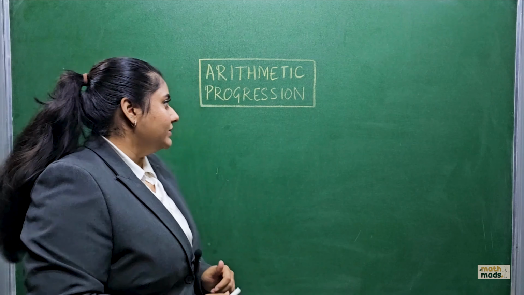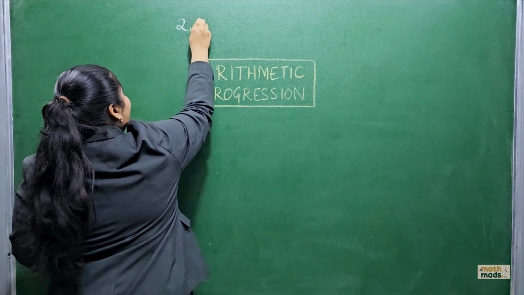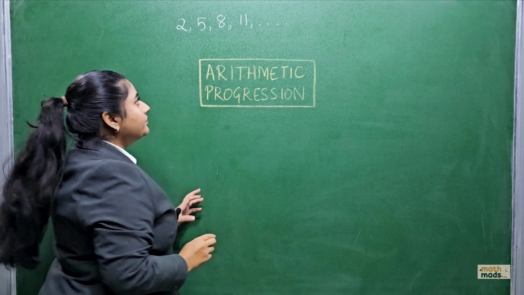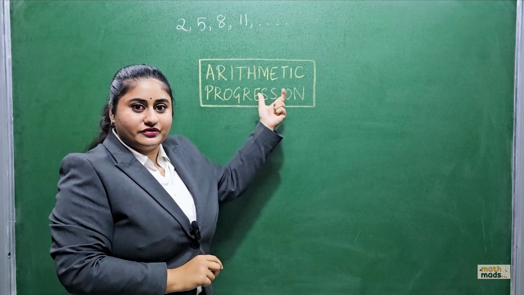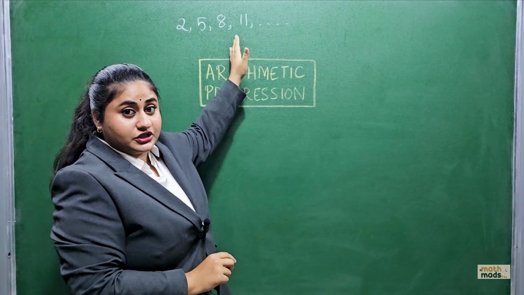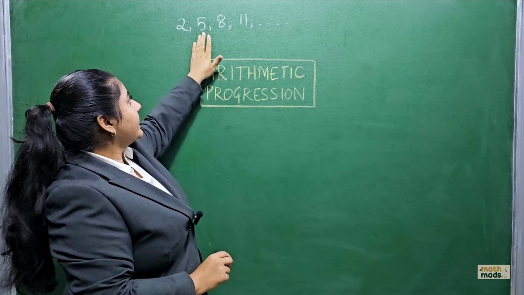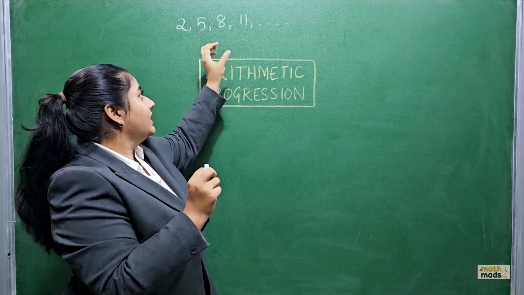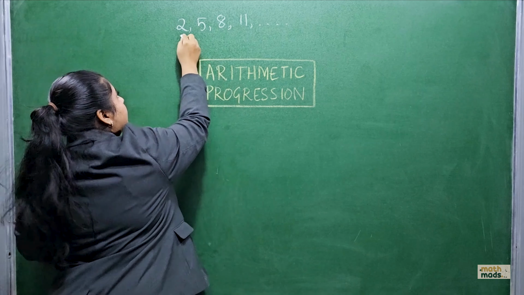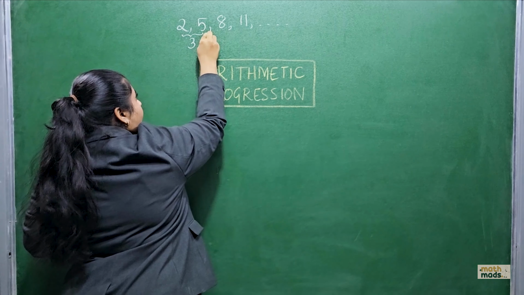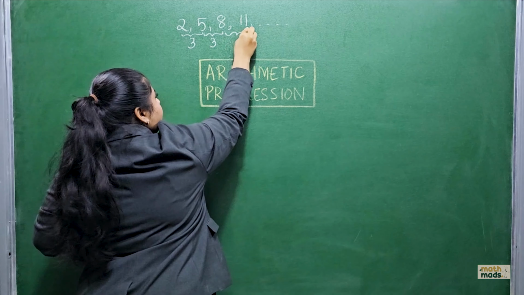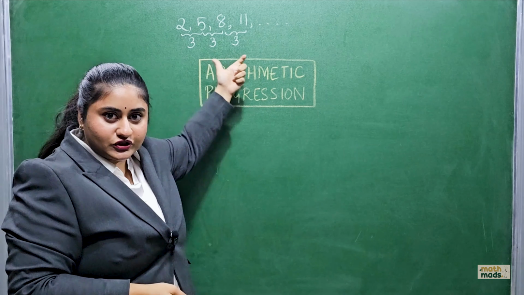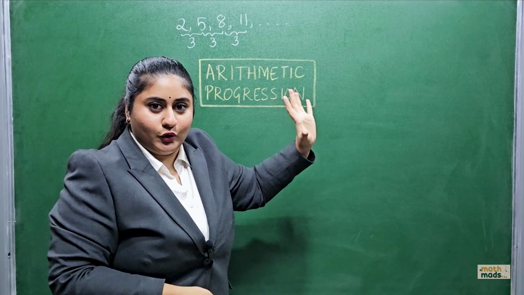If I have a list of numbers, let's say 2, 5, 8, 11, and so on, there's something unique in this list of numbers. Let's say each number is called a term. Then first term, second term, third term and fourth term. If you take the difference between the first and second term or second and third term, what do you observe? There is a difference that is common. 8 minus 5 is 3, 11 minus 8 is 3. So you can see that there is a common difference. So such a list of numbers is called arithmetic progression.